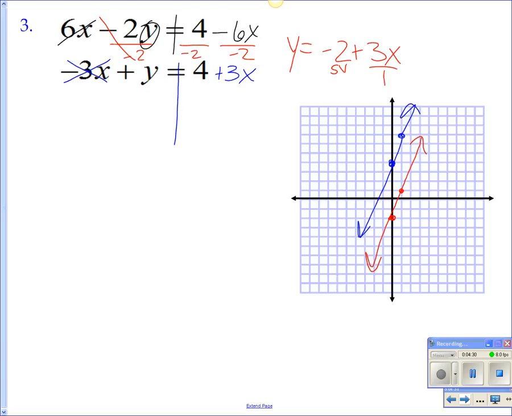All right, what do you notice about those two lines? They're parallel and they don't intersect. Very good. They're parallel, they don't intersect. This one is no solution. Write that down, please. No solution. That's the symbol for no solution if you hate to write.